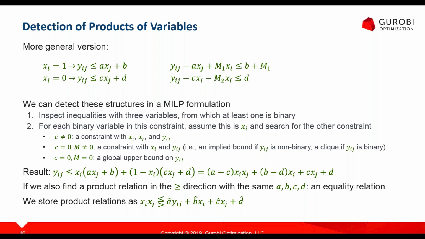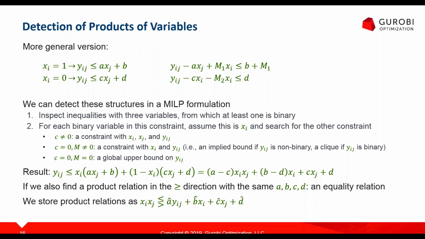And the third case is that also the big M here is 0, so that means also the xi does not appear in the constraint. Well, then this is a trivial constraint just on the yij, which is just a global upper bound on the yij. This we can easily look up in our upper bound vector.